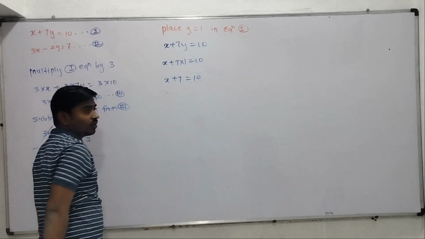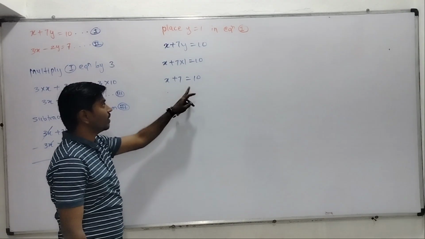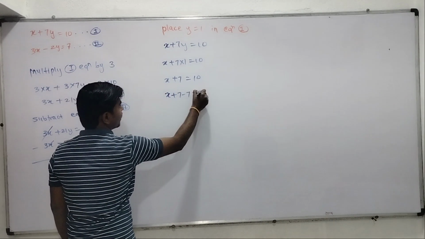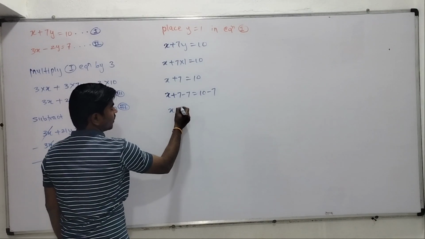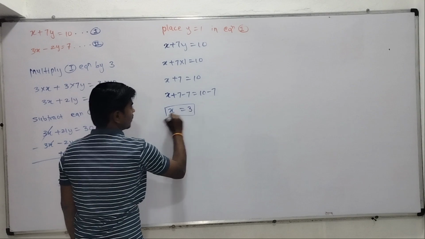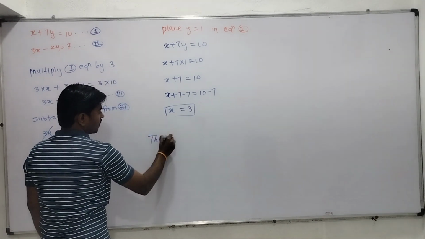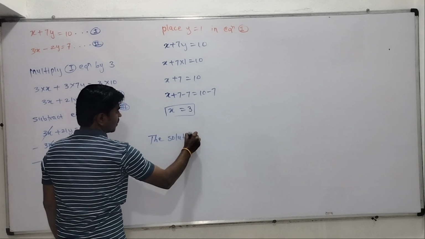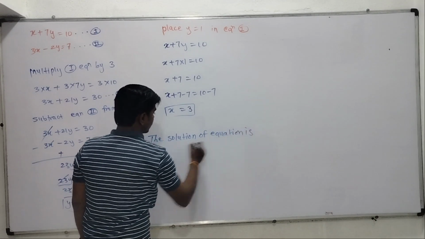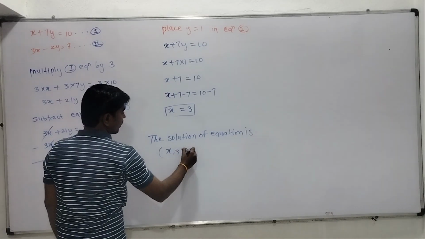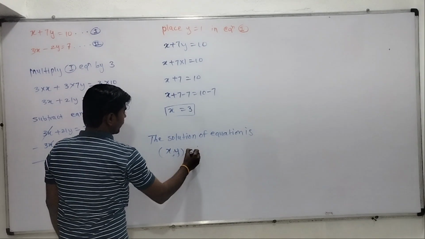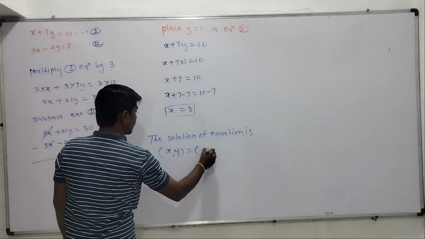So now we have to subtract 7 from both sides to eliminate this 7. x plus 7 minus 7 is equal to 10 minus 7. So x is equal to 10 minus 7, which is 3. So the solution of the equation is (x, y) is equal to (3, 1).